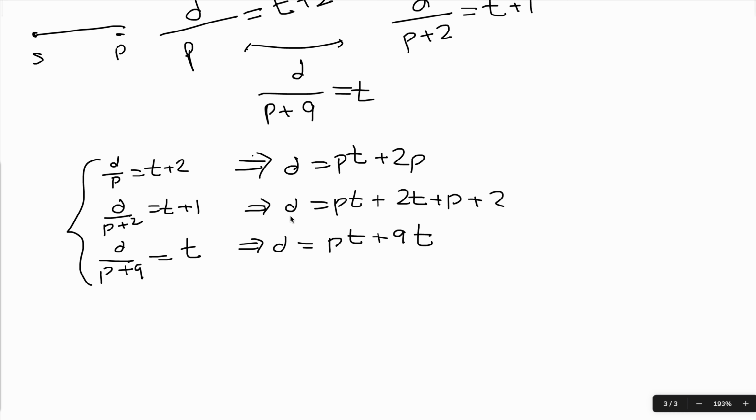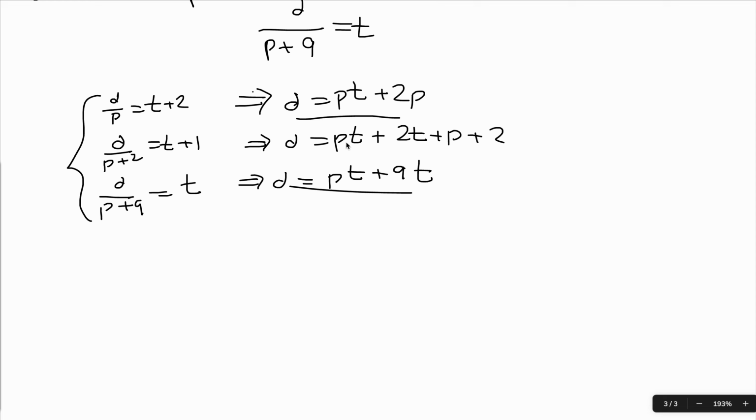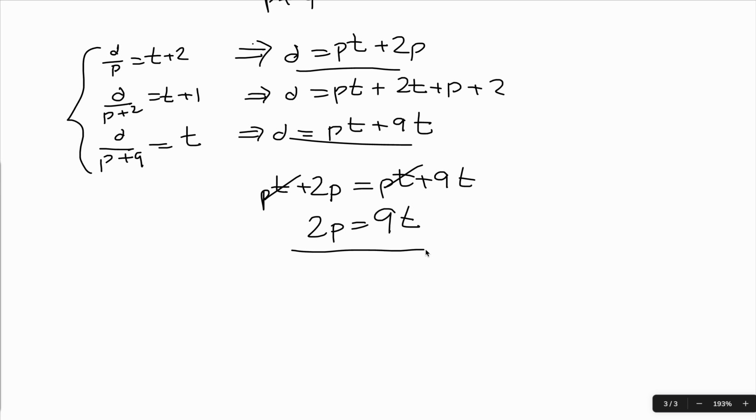Immediately we have on the left hand side that all of them are equal to d. So we can set the first one and the last one equal to each other, since they're the smallest, so we can get some results relatively quickly and don't have to deal with the gigantic one in the middle. So we get pt plus 2p is equal to pt plus 9t. The pt's cancel, so 2p is equal to 9t. This is a really good equation, since we can now relate p and t to each other. p is equal to 9/2 t, or t is equal to 2/9 p.